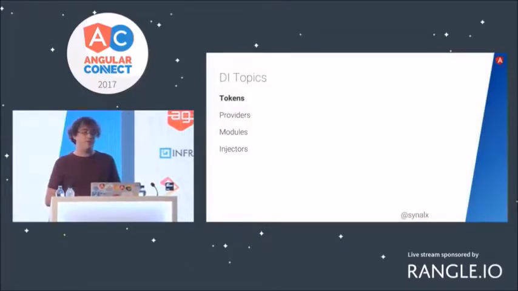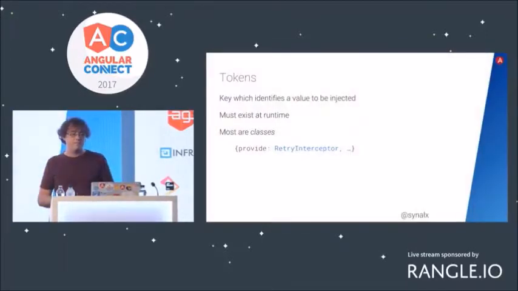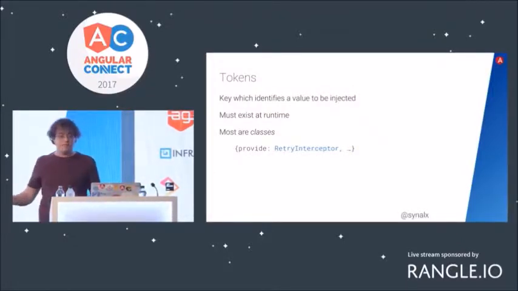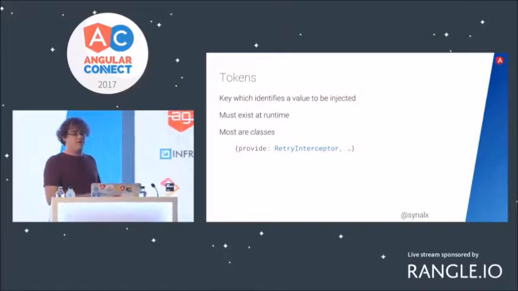And we're going to do that through 4 topics. We're going to talk about the tokens, which are the building blocks, then the providers that configure the tokens, the modules which contain and organize the providers, and finally the injectors that we're creating from those modules. So tokens are our building blocks. If you think of injecting dependencies as looking up values in a map, then the tokens are the keys. And because they actually exist in a map at runtime, they have to have runtime values.